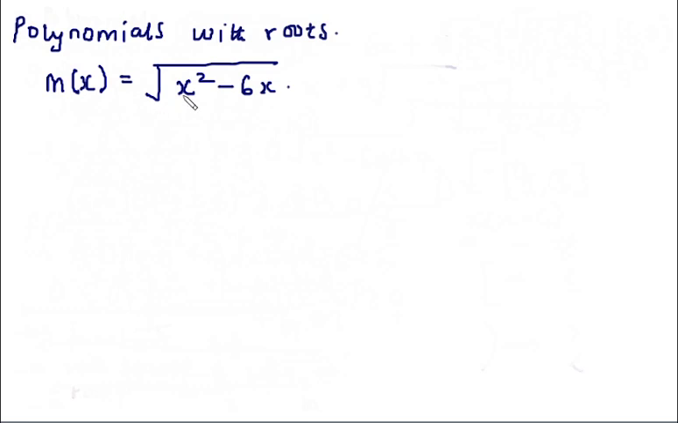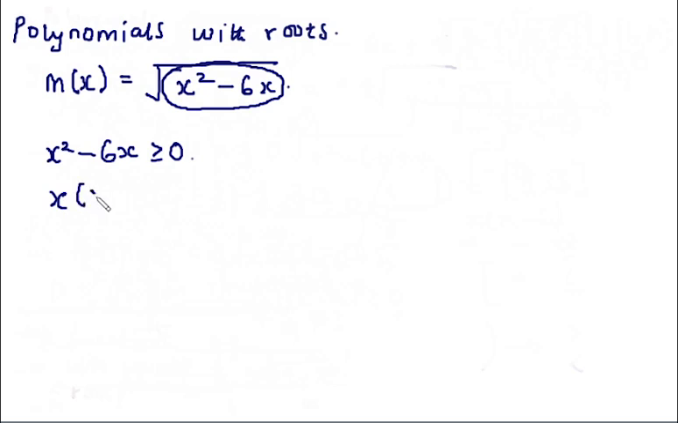Okay, so like we did before, our main focus will be the number inside of the square root. So we need to make sure that x squared minus 6x is greater than or equal to 0. So from here we can factorize. Factorizing here would be simply saying x(x - 6) greater than or equal to 0.